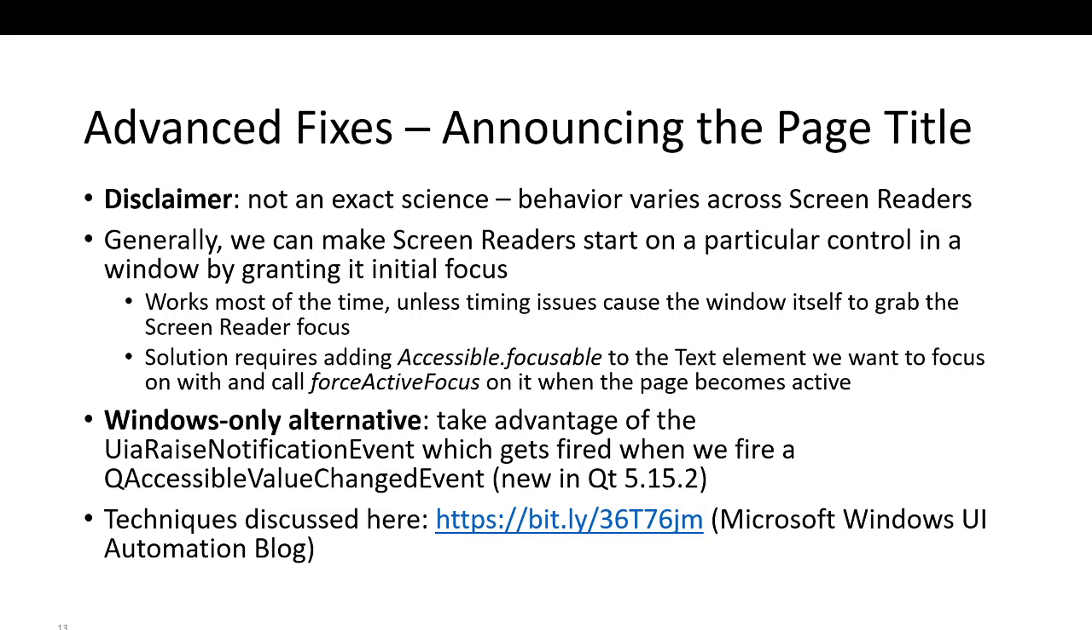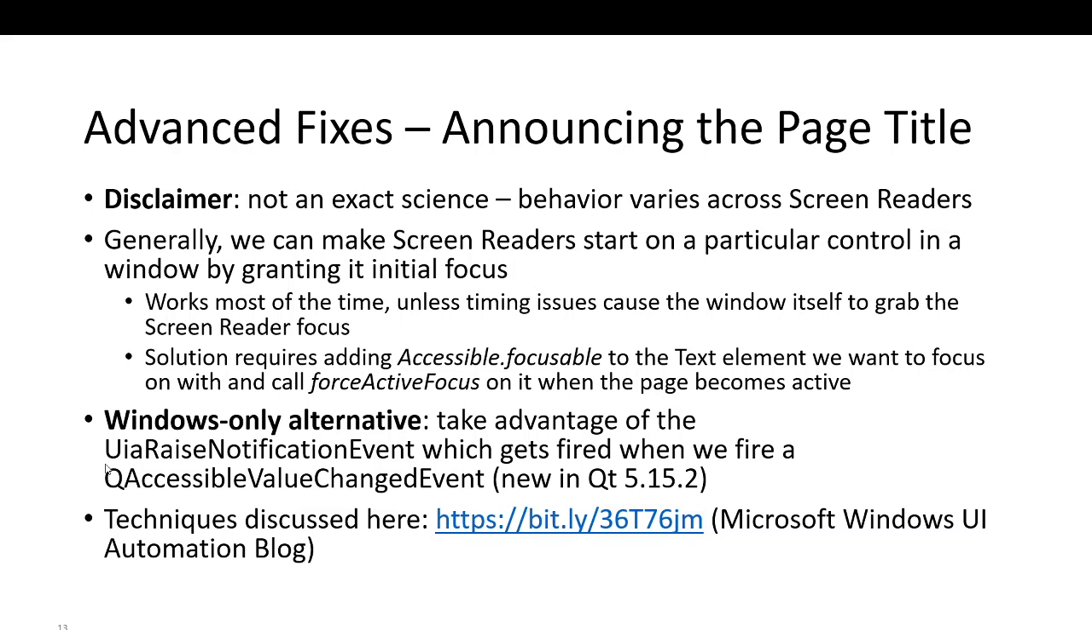So disclaimer, this is not an exact science, as in the behavior sort of varies across screen reader apps, but it generally works across Narrator on Windows and VoiceOver on Mac, and I think even with other apps. So generally what we can do to make the screen reader read the title on a particular control is force active focus on that element, provided it has the accessible focusable property set on it.